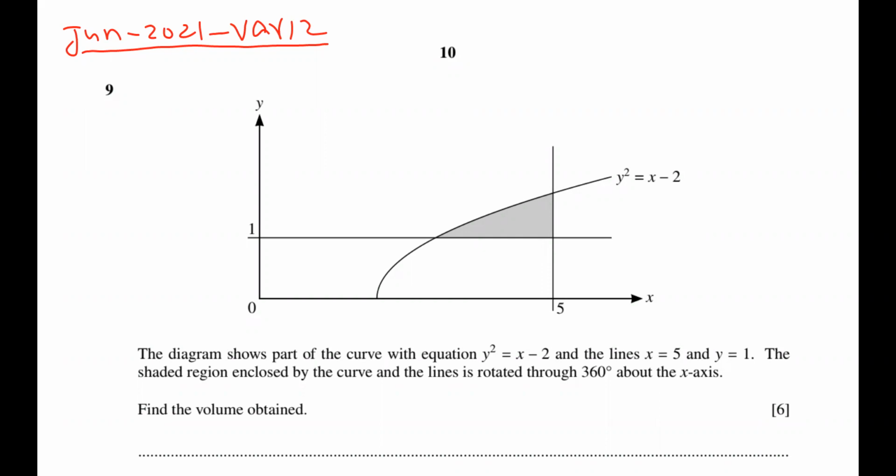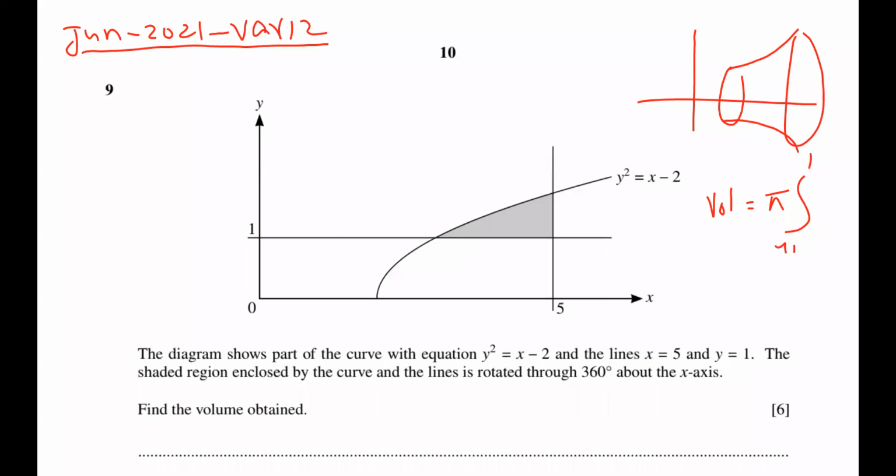This is a June 2021 paper, Paper 12, and the topic is integration. So we need to find the volume, but make sure we have y square as the subject here. What is the volume if any curve rotates about the x-axis, for example, this? The formula is volume equals pi integral from x1 to x2 of y squared dx. Even if he mentioned the x-axis, you can see here.